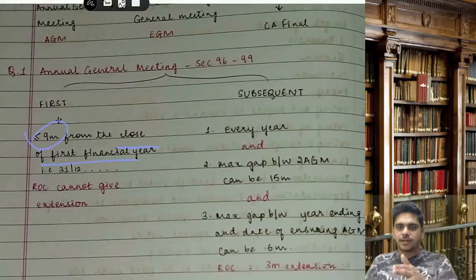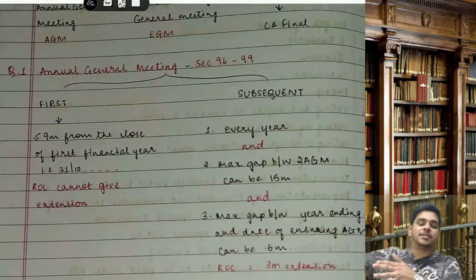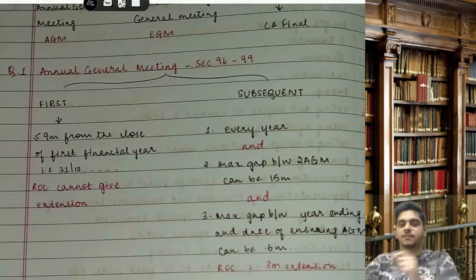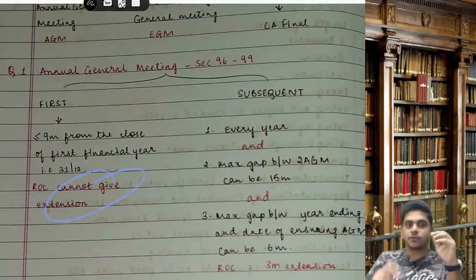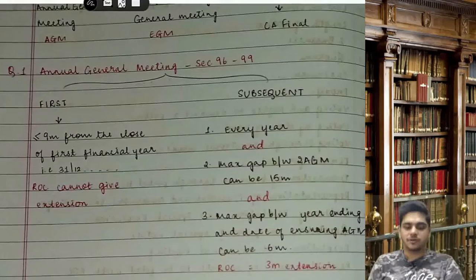So go to 31st March, and from there count within 9 months, that is till 31st December. So 31st December is your due date. ROC cannot give any extension. If by 31st December you have not conducted the meeting, you have contravened section 96.